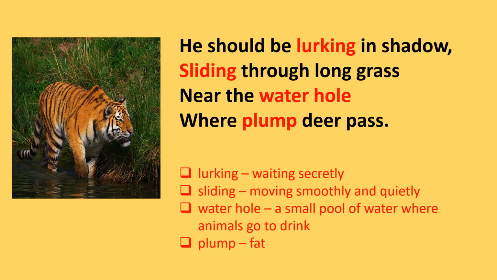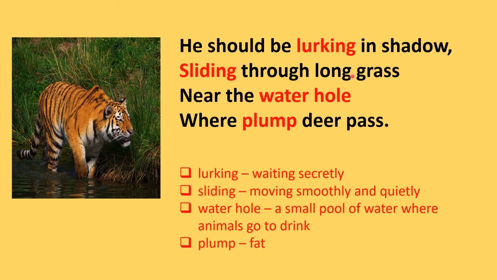But if he is in his natural environment, that is in the forest, how should he be behaving? How does the tiger behave in the natural environment? So this is his natural life. He should be lurking in shadow. He should be waiting secretly in the shadow of the trees, grass, bushes, etc. Sliding through long grass, he either waits secretly or he moves very smoothly and quietly through the long grass.